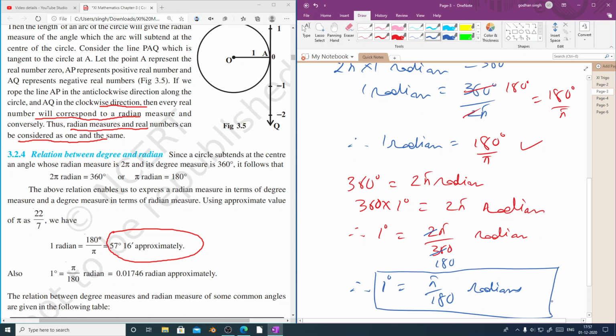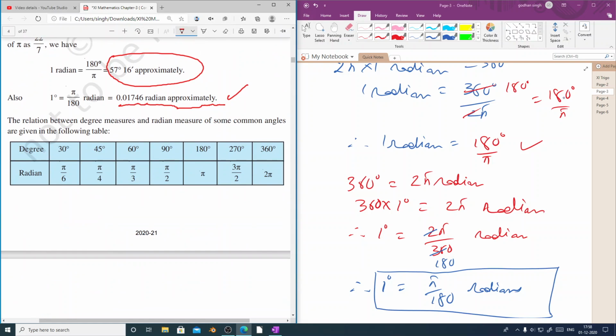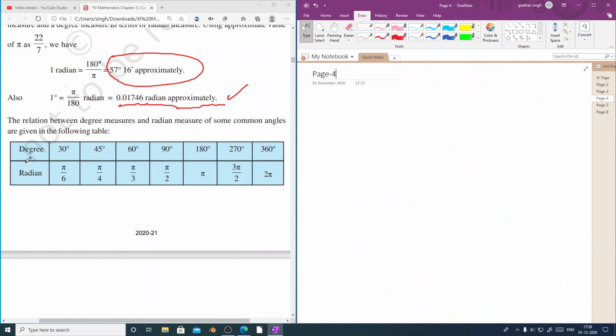If you have to convert degrees into radians, we will use this formula. And if you simplify this, taking pi as 22 by 7, you will get approximately 0.01746 radian, but we will not be using this one. We will be using 1 degree equal to pi by 180 only in our numerical problems. Now here we have some examples. In class 10th we have taken degrees, but we can convert that in terms of pi very easily.